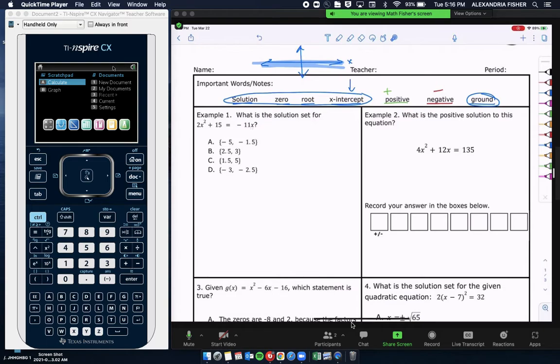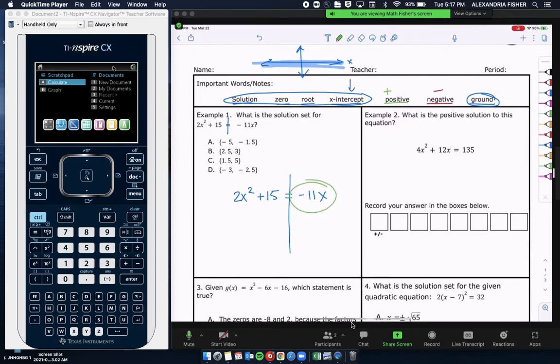So in this equation, if we split the equation in half, we have 2x squared plus 15 on one side, then we have negative 11x on the other side. So what we need to do is move everything to one side. So we draw a line, and then we ask ourselves, what's easier to move, the 2x squared plus 15 to the right side, or the negative 11x to the left side?